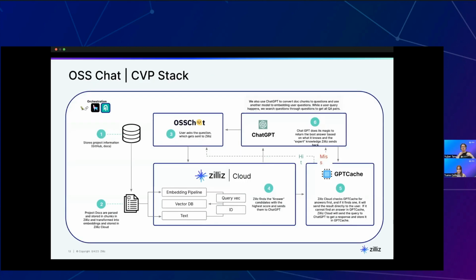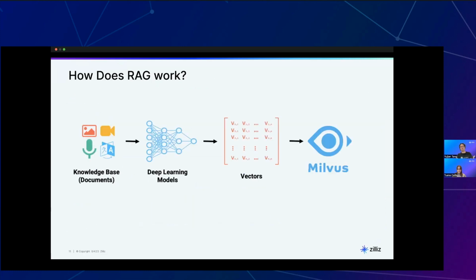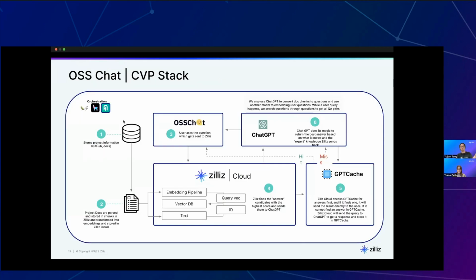This is an example architecture of an application that we built that uses the CVP stack. The application that we built is called OSS Chat. It is an open source software chatbot. Basically, it's at osschat.io. You can go check it out and you can ask it questions about open source software. The way it works is, as we showed earlier, step one is you take your knowledge base and then you chunk it up, you embed it, you put it into the vector database.